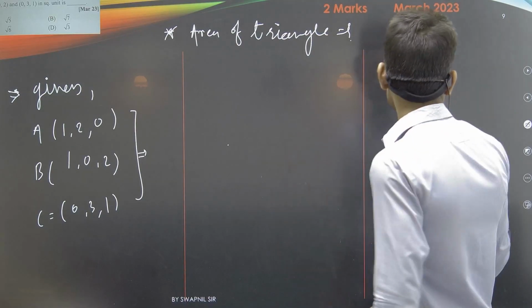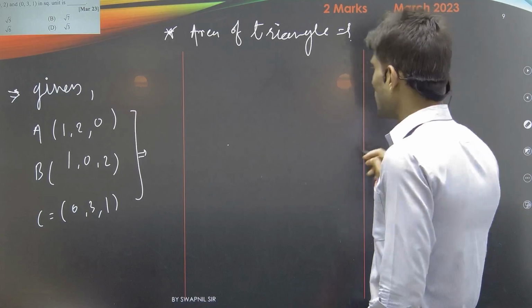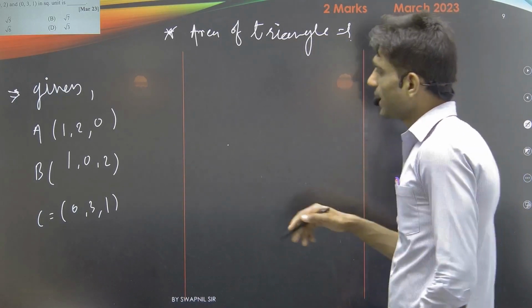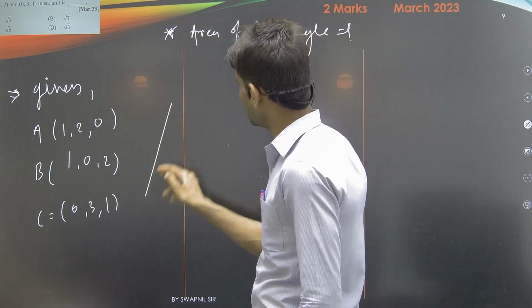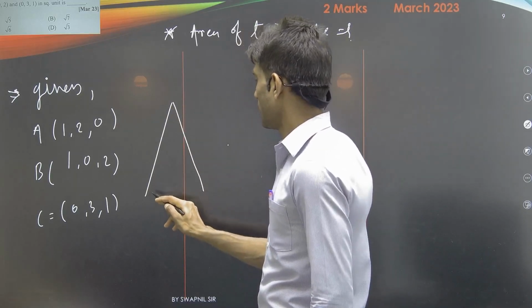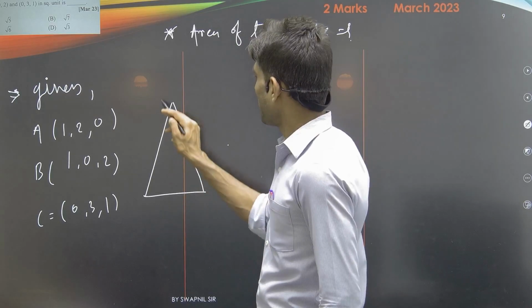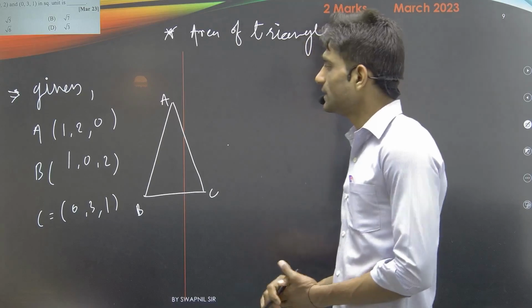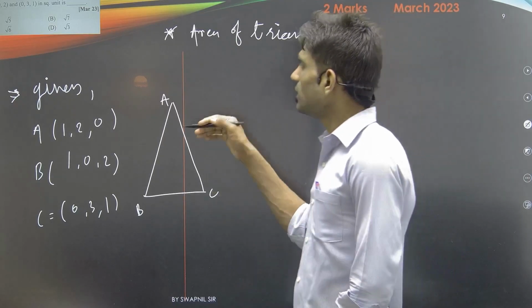Now let me plot the figure. That should be good for understanding the concept. So we have been given three vertices. Consider this one as a triangle, with vertices A, B, C. So we have three vertices here, A, B, C, and we want the area of the triangle.